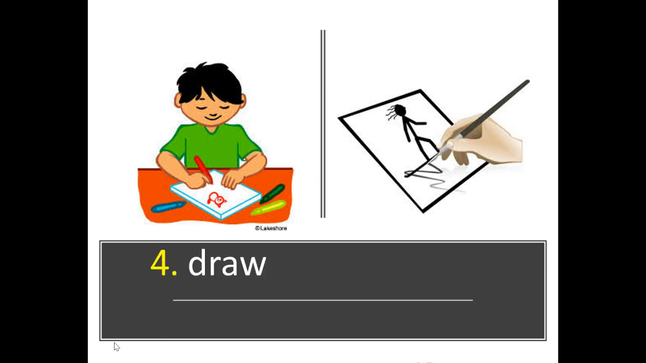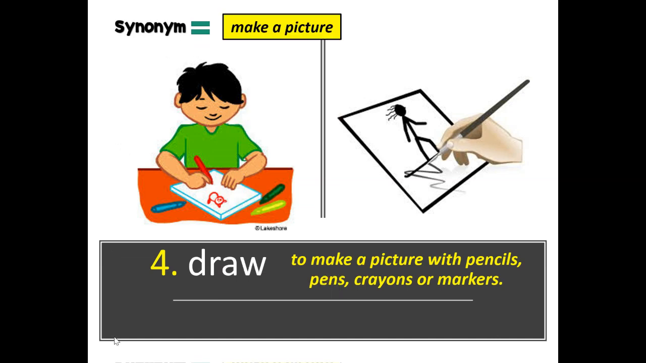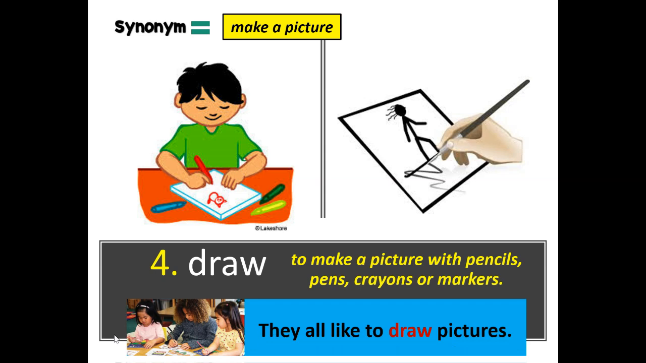They both show draw. So for number 4, write draw, D-R-A-W, draw. Draw means to make a picture with pencils, pens, crayons, or markers. A synonym could be make a picture, or a short definition, I should say. They all like to draw pictures.